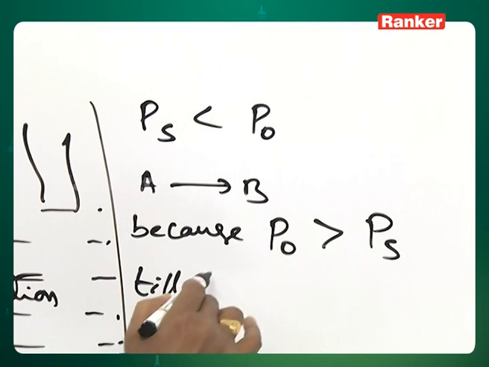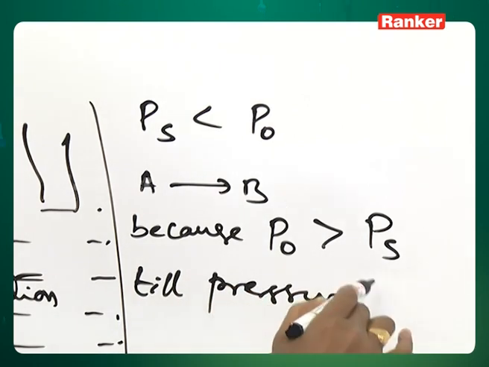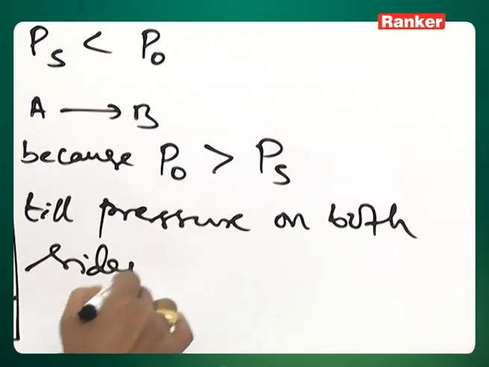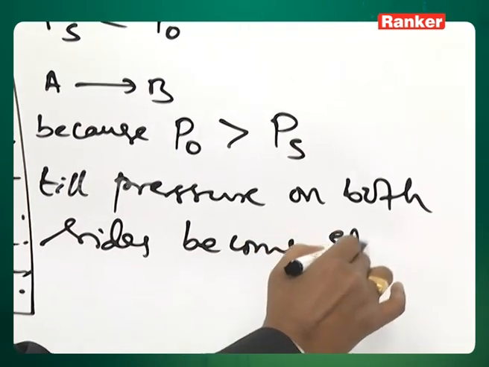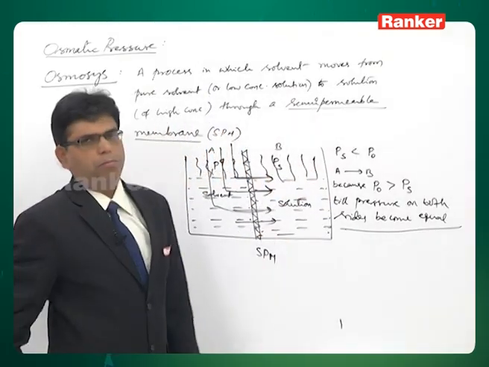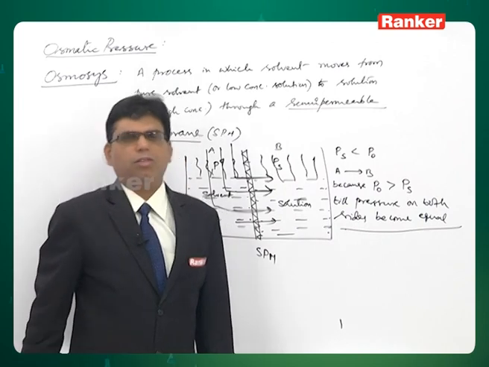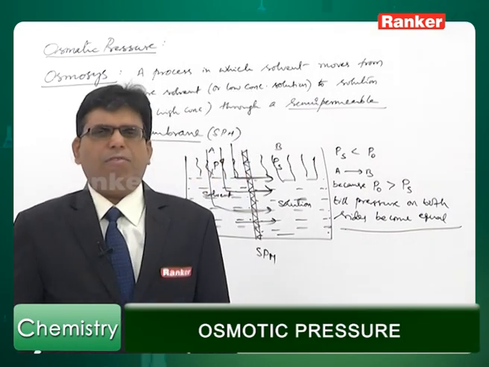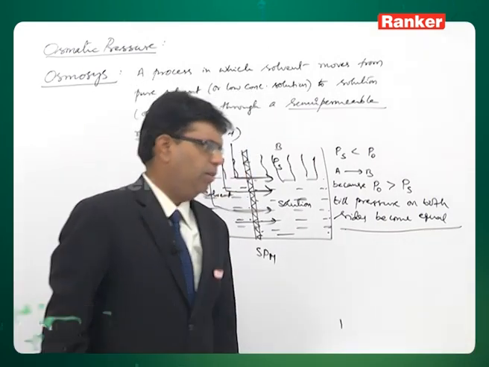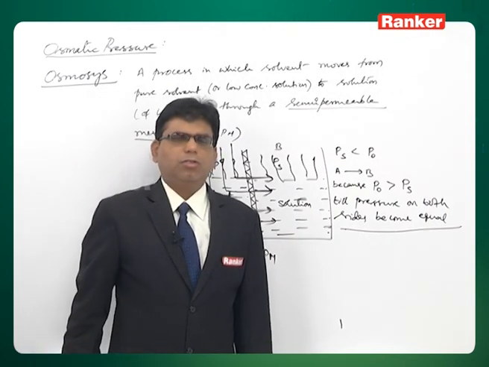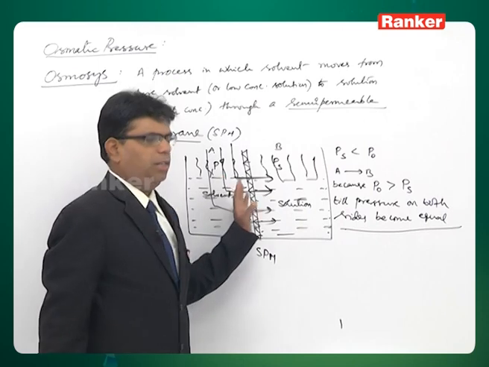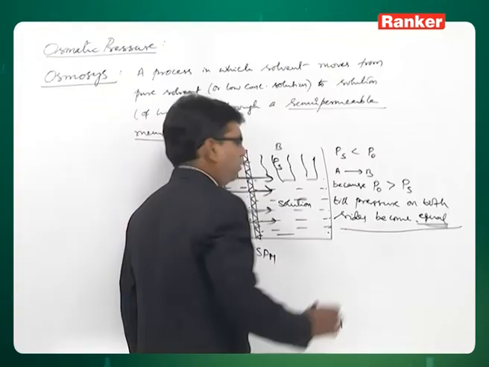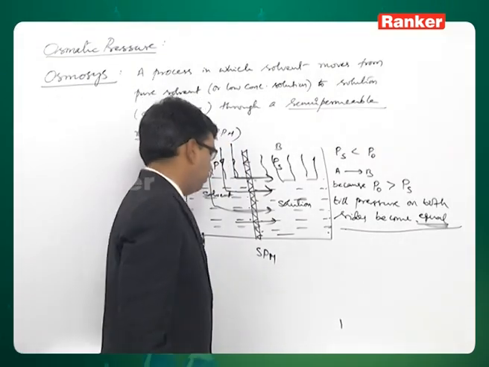And how long does it keep taking place? Till pressure on both sides become equal. Till then, the passage of solvent will be taking place. Once equilibrium is reached, then the solvent either moving from A to B or B to A does not make any difference, as the pressures become equal at that equilibrium state. That state is what we call equilibrium state.